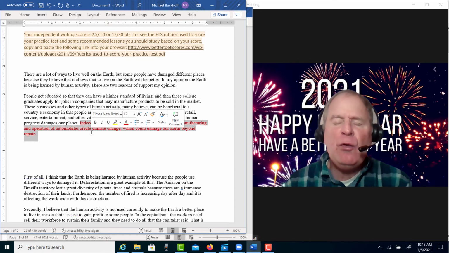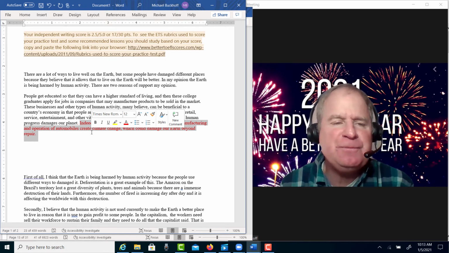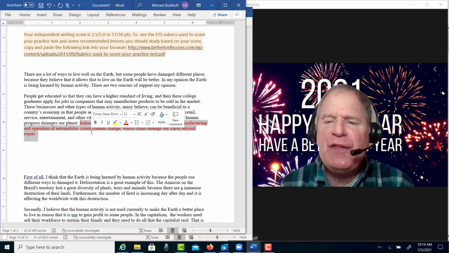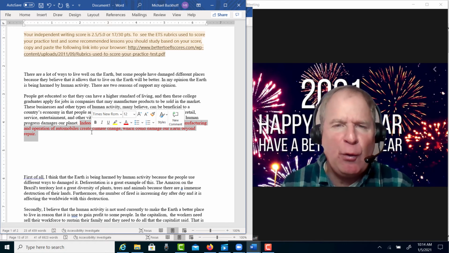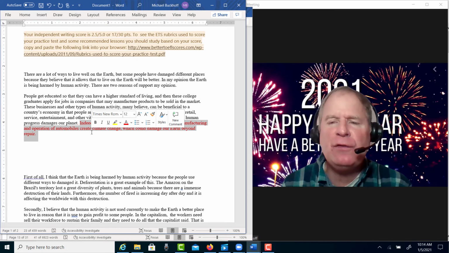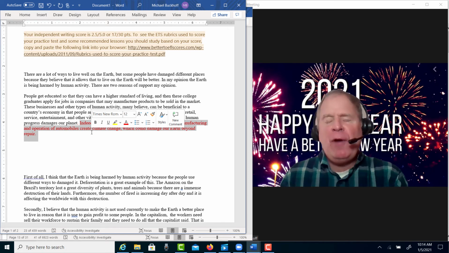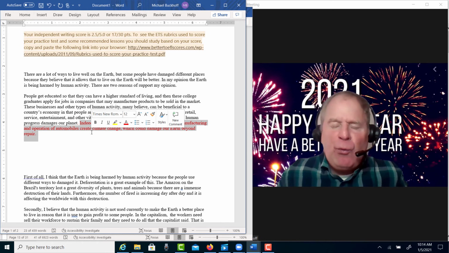Okay, I want you to go to Google and type in these keywords: TOEFL thesis statements. You should find my blog at bettertoeflscores.com. I want you to read that blog post and then incorporate that into your writing.